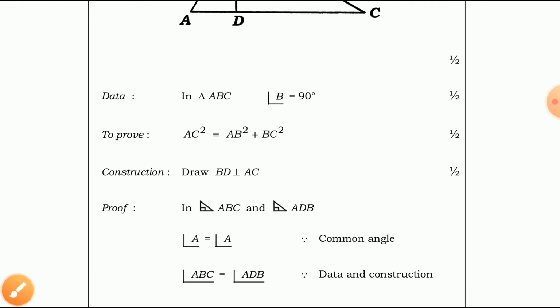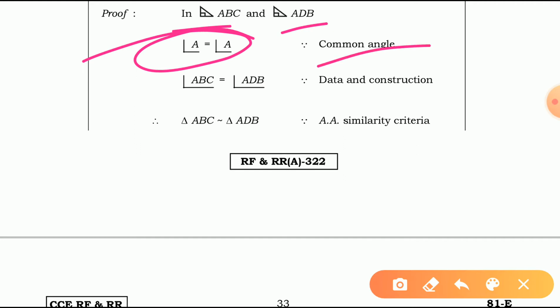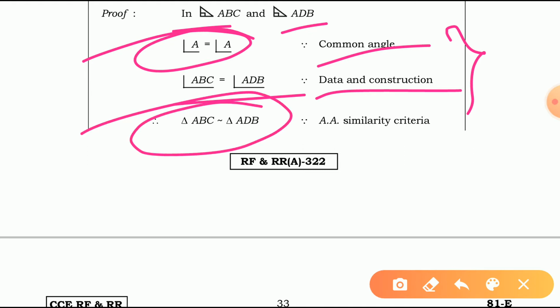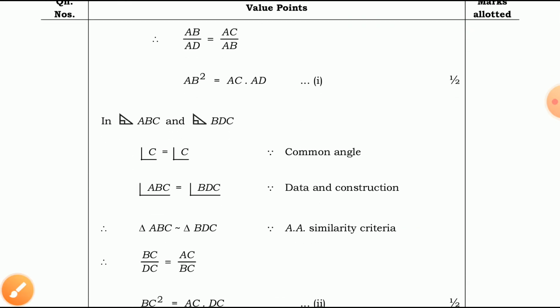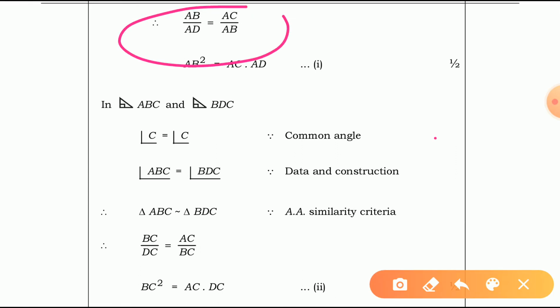Okay, here we consider two triangles. Proof: ABC and ABD. Angle A is equal to angle A because this is a common angle. Angle B is equal to angle D, data and construction. Therefore, because of these two results, we write these two triangles are similar triangles. Because of this, we can write this result: AB by AD is equal to AC by AB. Cross multiplication, AB into AB is equal to AB square. AB square is equal to AC into AD. This is equation number 1.